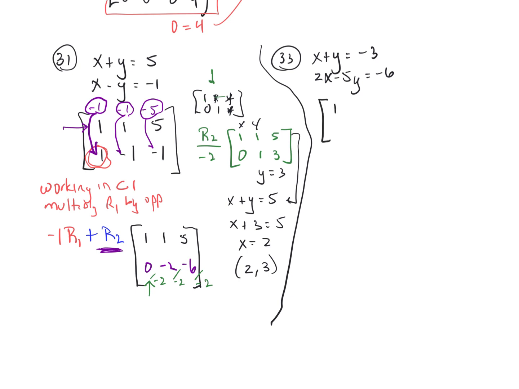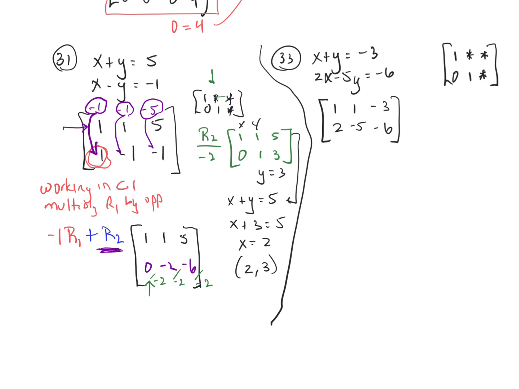33, very similar. So we're going to have 1, 1, negative 3, 2, negative 5, negative 6. Now it's a little bit different, not extremely different from the other problem that we just did. We still have 2 variables and a constant. So we're going to have 1 in the top left with numbers. Then we're going to have 0, 1 in the second row with a number at the end. Our job is to get it to look like that.